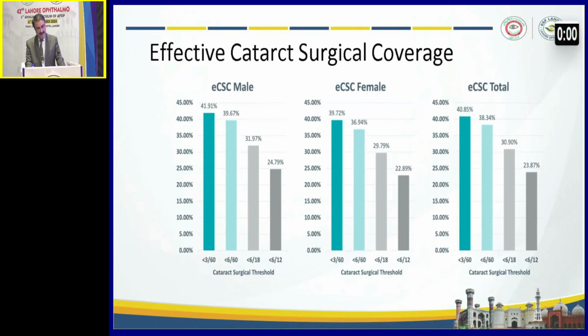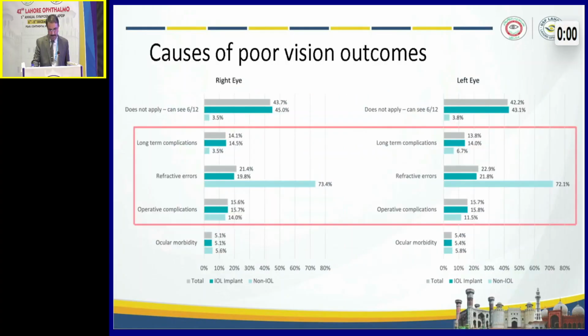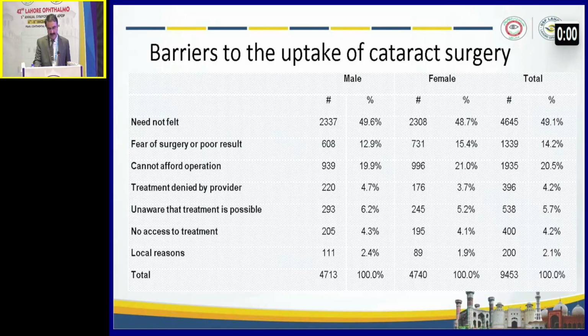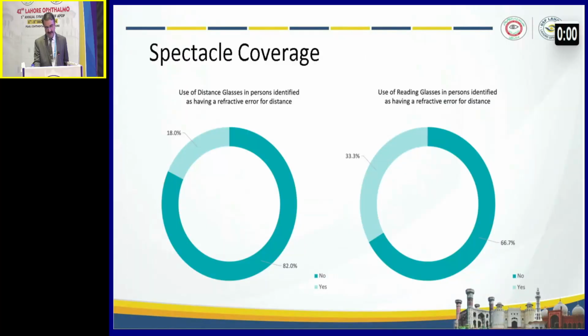So this is again the effective cataract surgical coverage, which shows the male and female adjustment, and this shows the causes of poor vision outcomes. This figure shows the barriers to the uptake of cataract surgical coverage, and this also gives us the percentages: need not felt, fear of the surgery or poor result, cannot afford operation, treatment denied by providers, unaware that treatment is possible, no access to the treatment, local reason. So this is the figure.